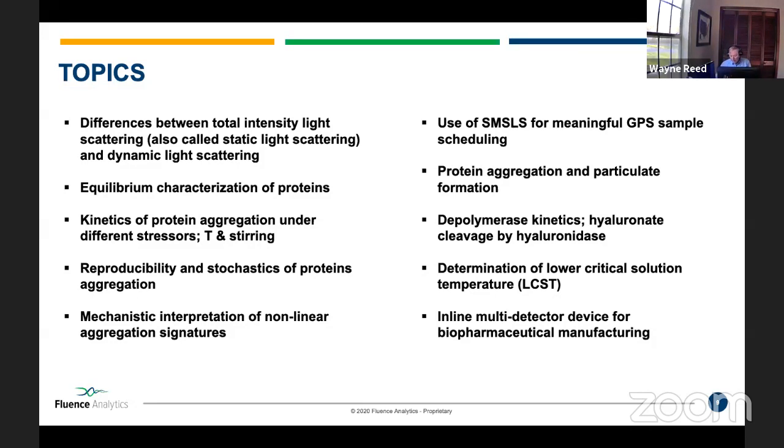Alex mentioned you can use it as a complementary method, and so we have used it as a way of meaningfully sampling for GPC. And then as we all know, protein aggregates can start to particulate, make submicron particles. They can get to post-micron particles and so on. So we'll see the capability there. We're also working with different modes of degradation, instead of aggregation, clipping molecules apart. So hyaluronic acid, for example, being cleaved by hyaluronidase. And we'll see what kind of time we have left. But at the end, I would like to at least get to that inline multi-detector device, please.